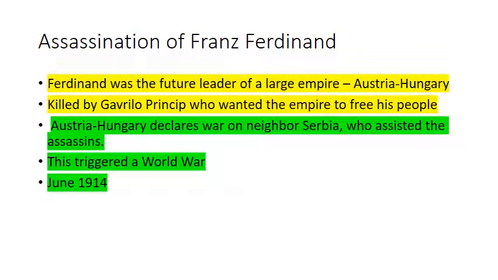This leads to the assassination of Franz Ferdinand. He was the future leader of a large empire, Austria-Hungary. He's killed by Gavrilo Princip, who wanted the empire to free his people. Austria-Hungary declares war on its neighbor, Serbia, who assisted the assassins. This triggered a world war.